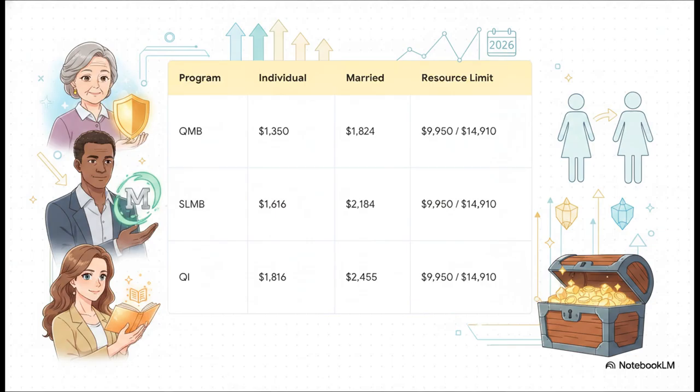Let's break down the 2026 federal monthly income limit so you can see exactly where you might fit in. The Qualified Medicare Beneficiary Program, or QMB, has an individual income limit of $1,350 a month. The Specified Low-Income Medicare Beneficiary, SLMB, sits a bit higher at $1,616, and the Qualifying Individual, or QI program, goes up to $1,816. You'll also want to keep an eye on the resource limits for both individuals and married couples here.